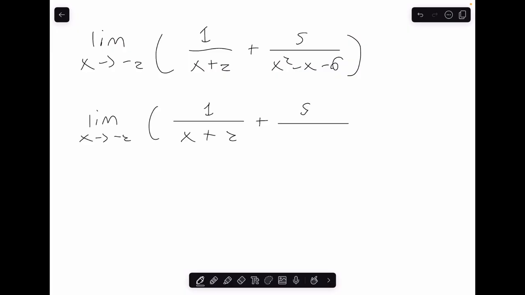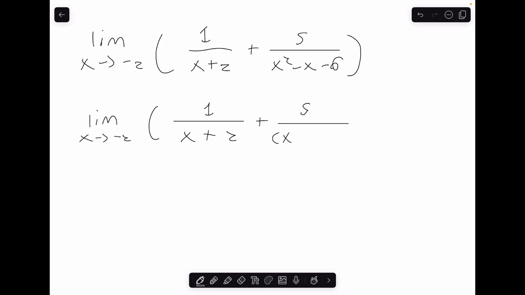So this gets a little bit tricky because sometimes in these problems, you need to actually factor first before you find a common denominator. And in this case, you do. So our first expression, 1 over x plus 2, is fully factored. It's fine. We just leave it alone. But our second expression, 5 over x squared minus x minus 6, is not fully factored. So we need to find two numbers that add to negative 1 and multiply to negative 6. So negative 3 plus 2 is negative 1, and negative 3 times 2 is negative 6.